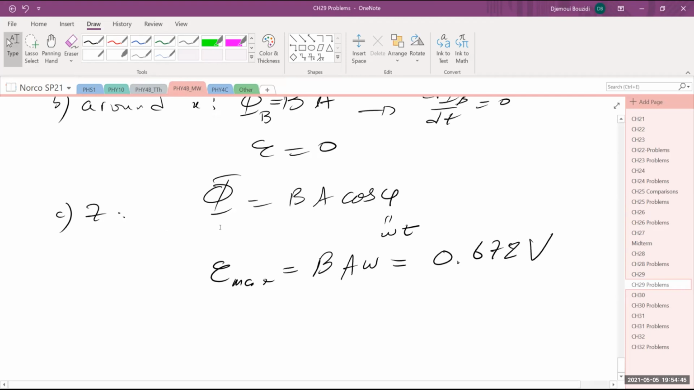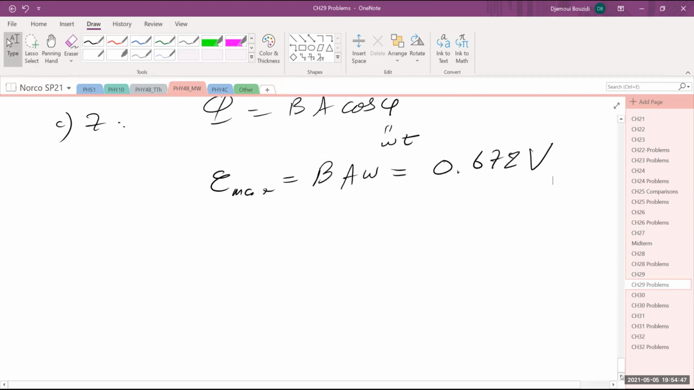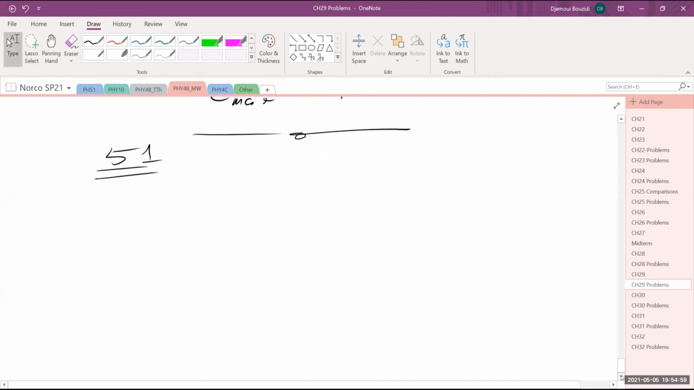I don't even know if we can get into the stuff that I was planning to get into. So let's quickly do problem 51. This will be the last problem that we're going to tackle from this chapter. Problem 51 says: a flexible circular loop, 6.5 centimeters in diameter, lies in a magnetic field of 1.35 Tesla, directed into the plane of the page as shown.